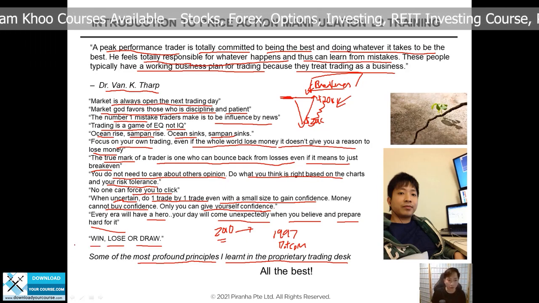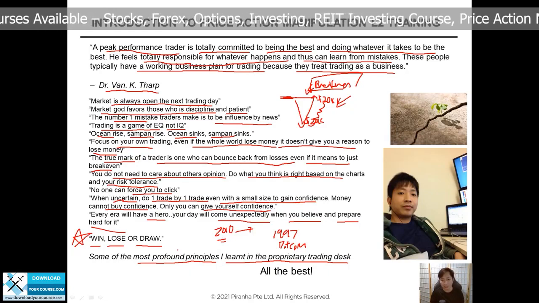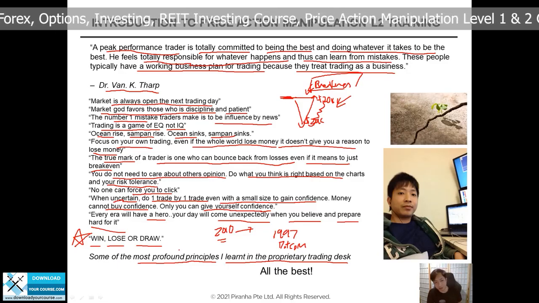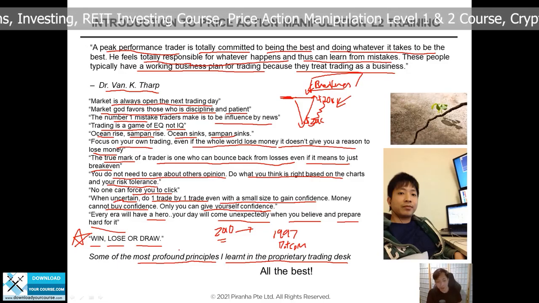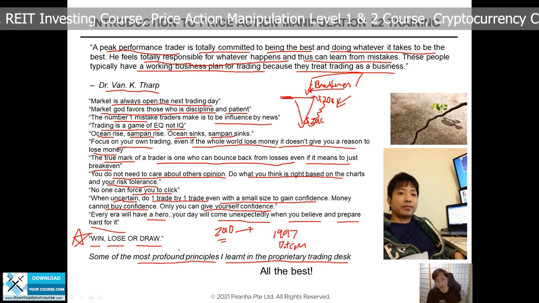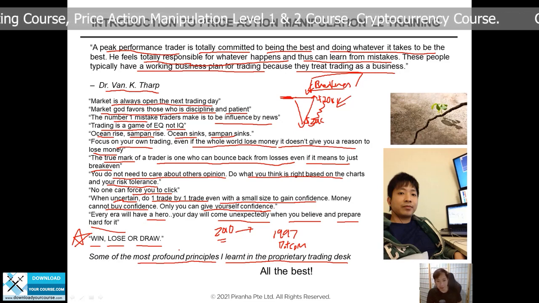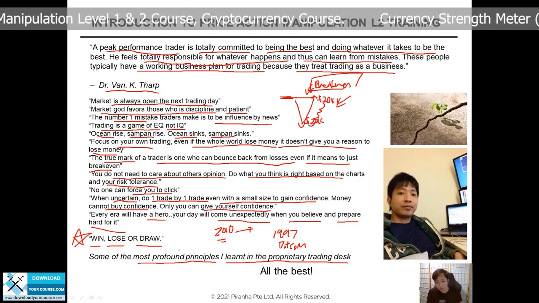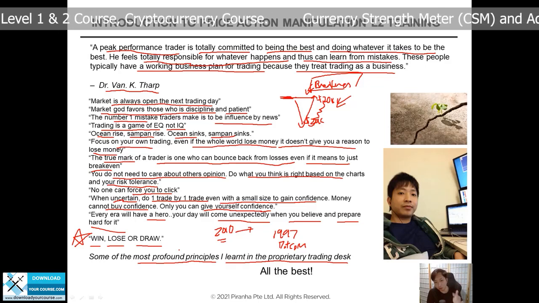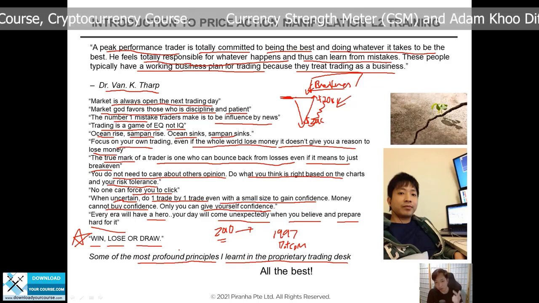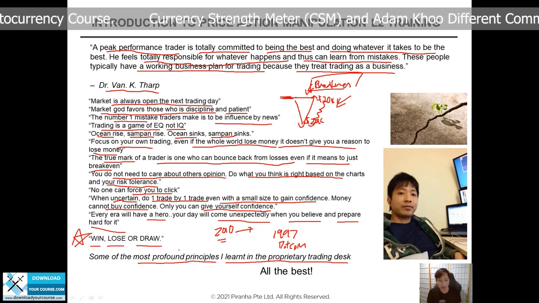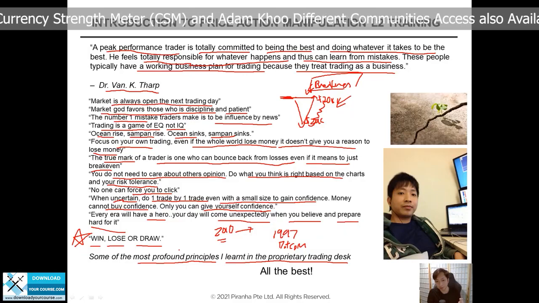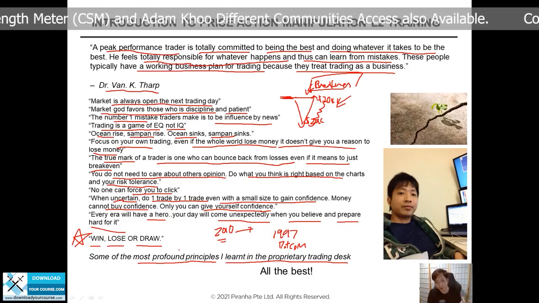Win, lose, or draw. This is the most important principle I learned. In fact, this was shared with me by one of my senior traders, who was also a good friend, and he mentioned that there's nothing to be too happy or too sad about in trading. When we trade, trading only has three outcomes: win, lose, or draw. And this is very profound, because at the end of the day, when we do any trade, there are only three outcomes. Either you win, or you lose, or you draw.